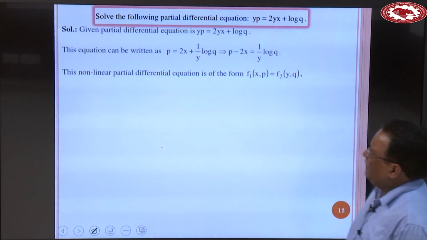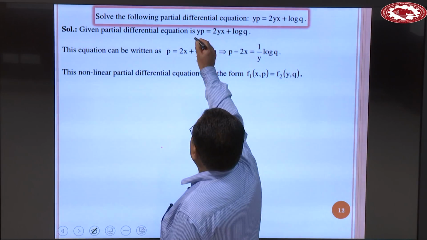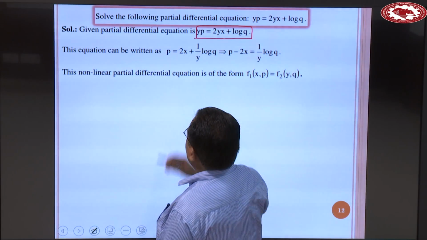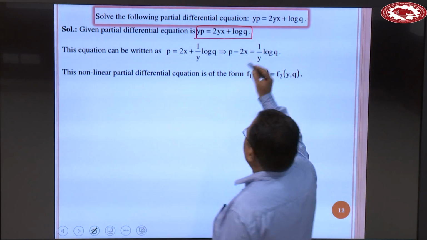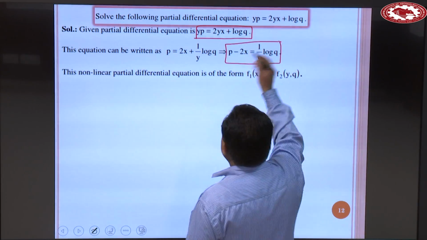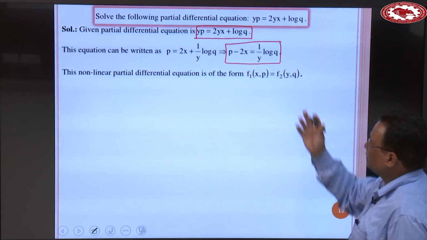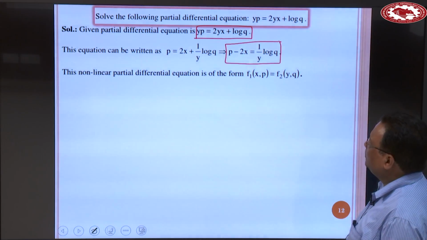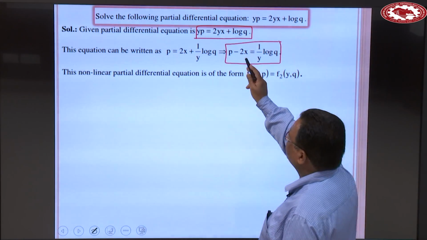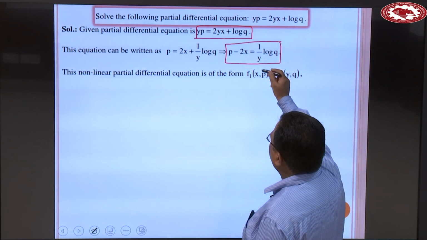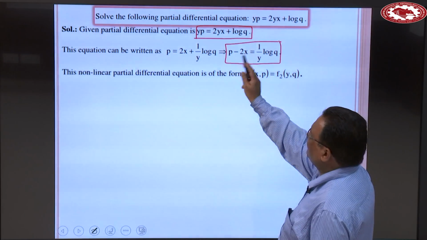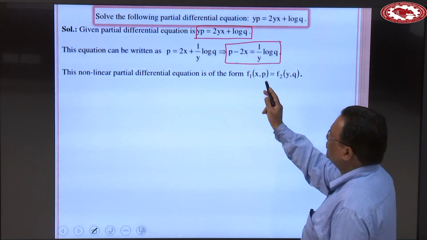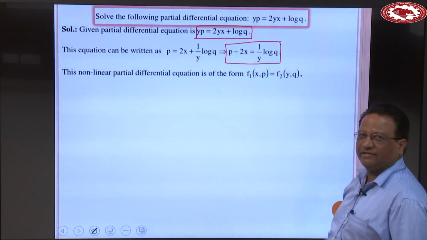Now see, this is the given partial differential equation, and it can be rewritten or simplified this way: p minus 2x is equal to (1/y) log q. Now here x and p are on one side, and y and q on the other side. So function of x and p is equal to function of y and q.